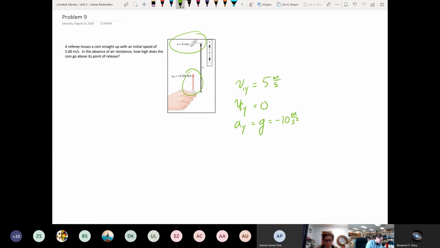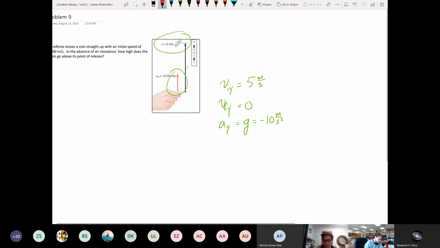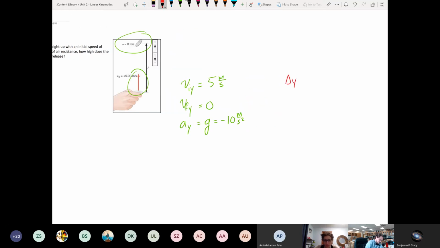In this particular problem, we're asked how high does the coin go above its point of release. So my unknown is delta y. Delta y is going to be this positive change in position in the picture. So that's what I'm looking for, that's the thing I'm trying to find out. But it's always good to list the other thing we don't know. We don't know time here, do we?